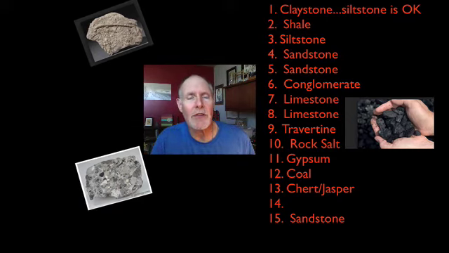So number one is either claystone, but siltstone is okay. 2 is shale. 3 is a siltstone. 4 and 5 are both sandstones. 6 is a conglomerate. 7 and 8 are both limestones. Remember, number 8 was the limestone that had the fossil in it. Number 9 is travertine. 10 is rock salt.